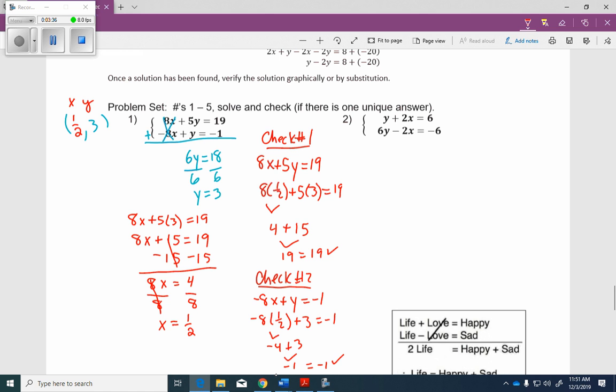So I'm not going to do number 2 with you. I'll tell you the answer, though. The answer you should get is 3, 0. You have to do the work, and you have to do the check in order to have credit on tomorrow's homework.